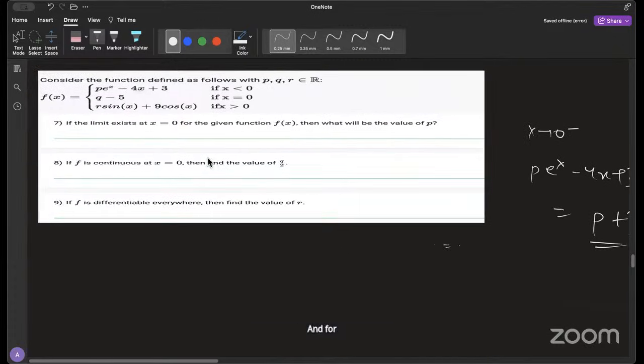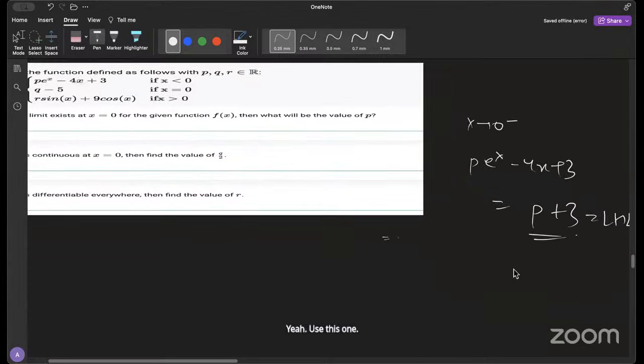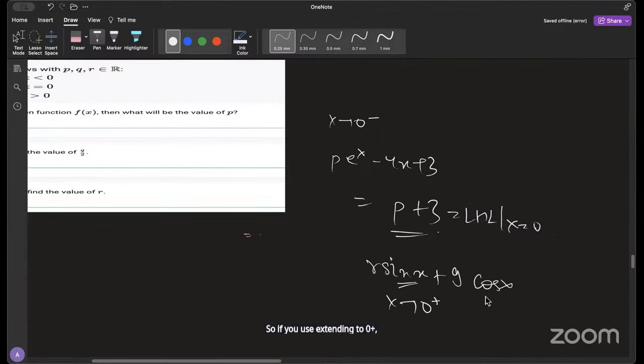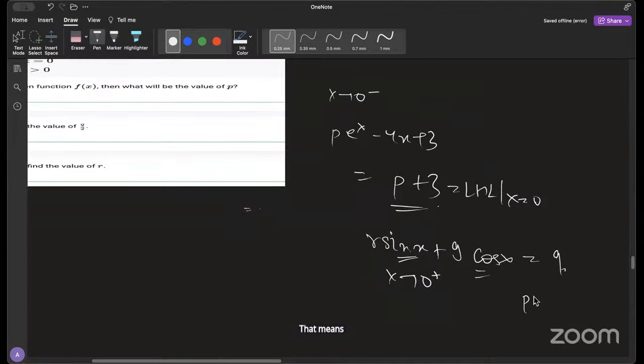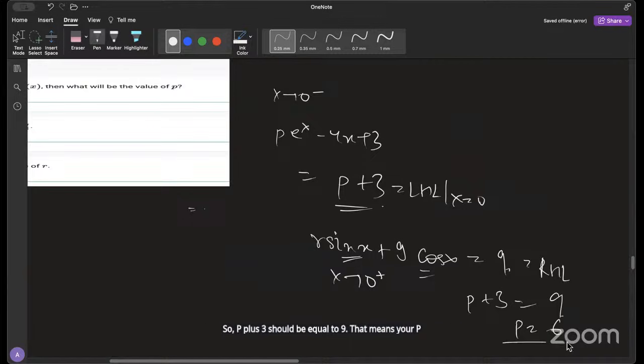And for the right hand limit, use this one. So it will be x sin x plus 9 cos x. So if you use x tending to 0 plus, this will be 0 and this will be 1. So you'll have 9 from here. That means for the limit to exist at 0, your p plus 3 should be equal to 9. That means your p should be equal to 6.